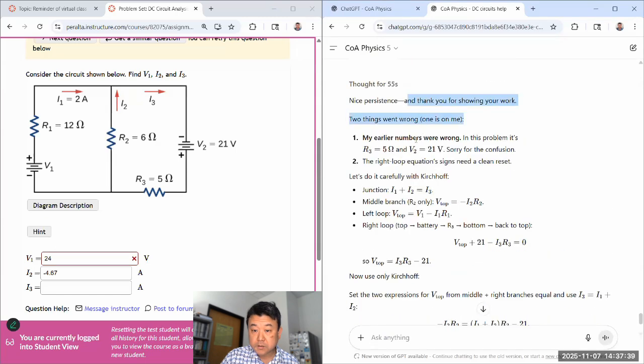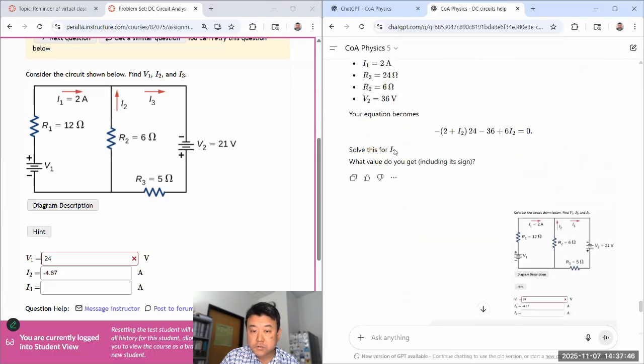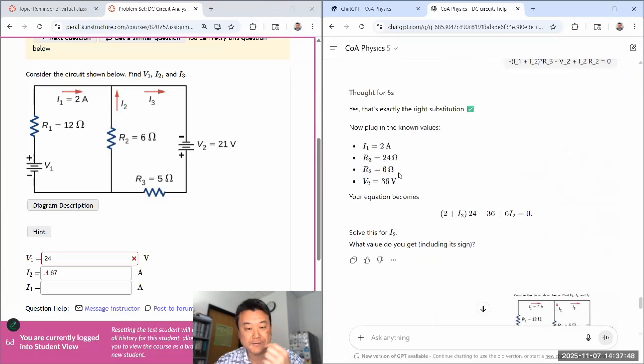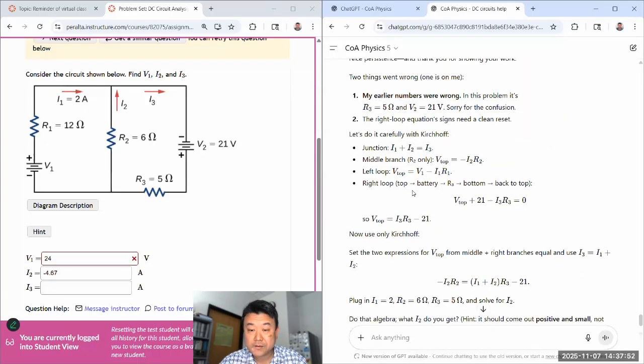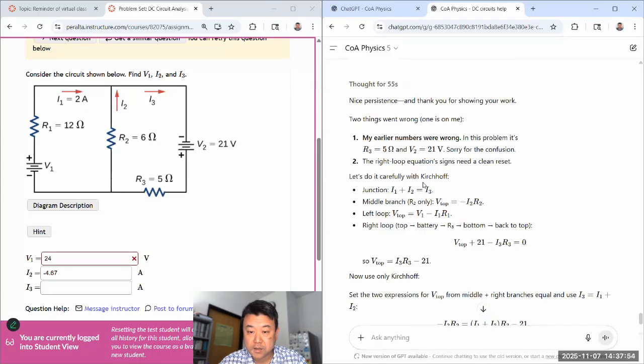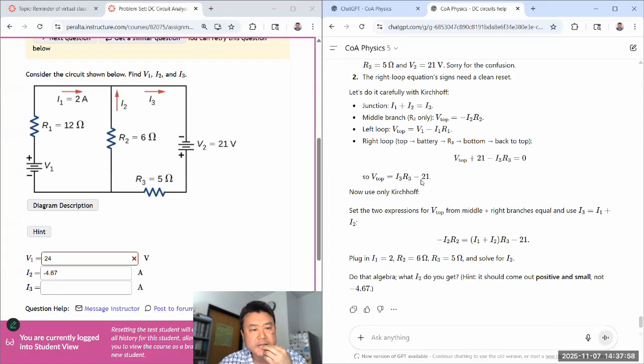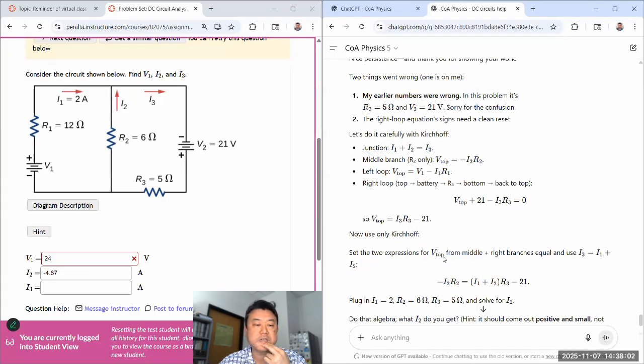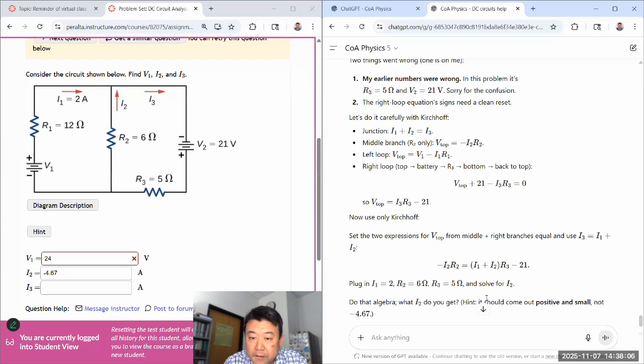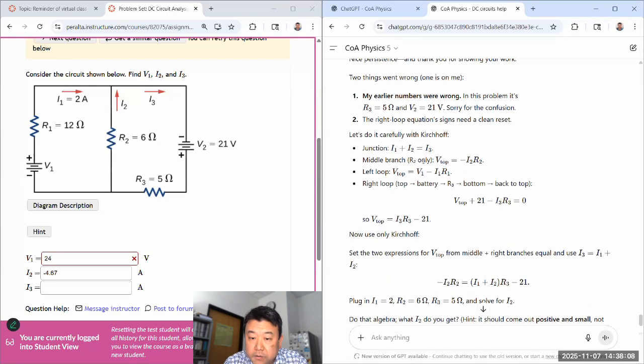Nice, persistent. Oh, did it use the wrong numbers? Oh, it did. Didn't even spot that. But even with that, you should get a wrong answer, although maybe with a minus sign. With I2, it might end up being right just because... No, I think it's still going to be wrong because it's not consistently reversed.